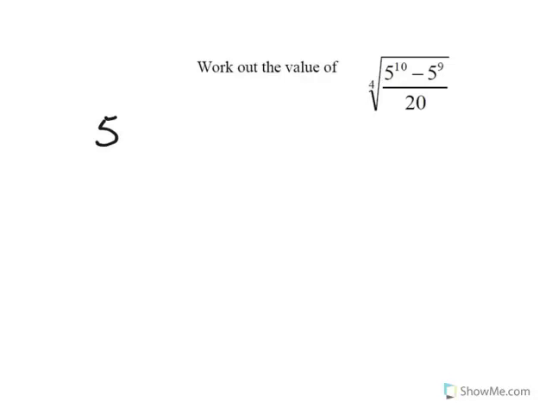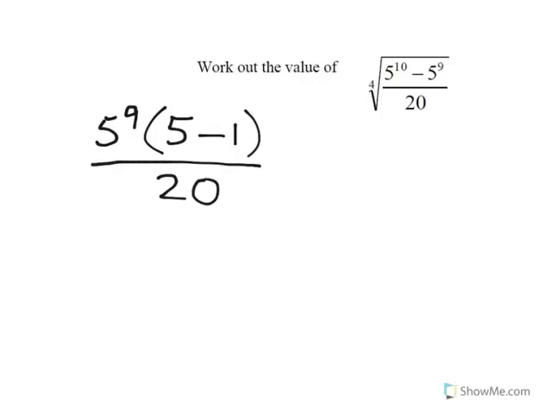Common factor is 5 to the power of 9, and inside the bracket you get a 5 minus 1, because 5 to the power of 9 times 5, which is 5 to the 1, is 5 to the 10, and 5 to the power of 9 times 1 is 5 to the power of 9. And that's divided by 20, and we want the fourth root of the answer.